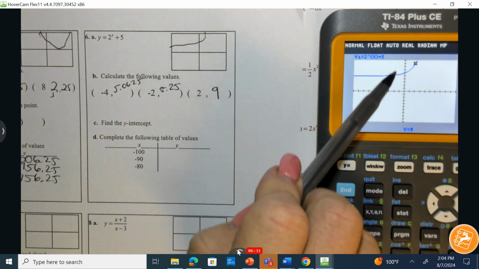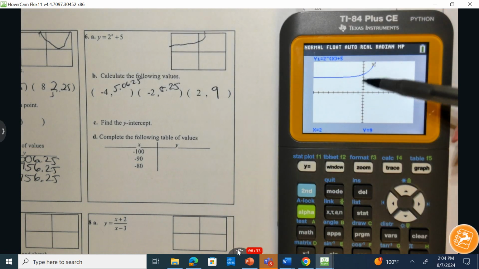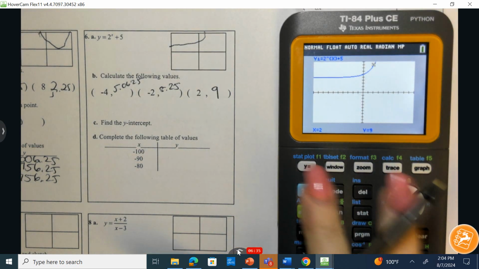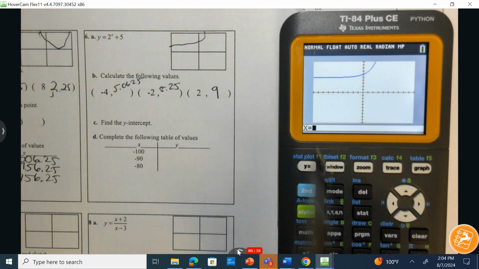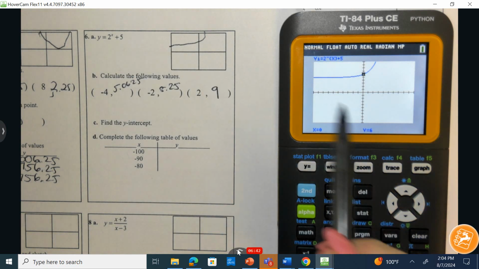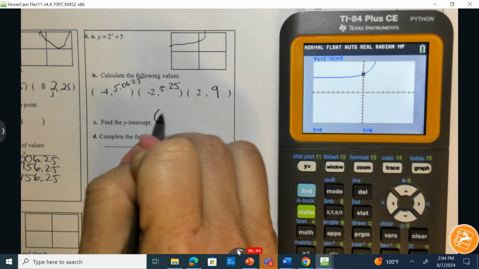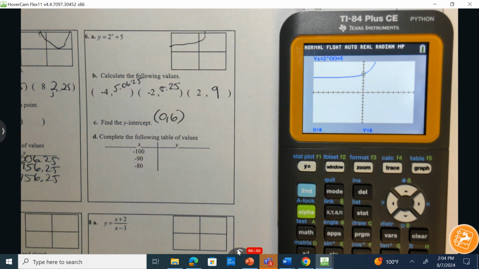Now, all y-intercepts will always have an x value of 0. So second trace value, we want an x value of 0. All y-intercepts in every function have an x value of 0. Here we can see we have a y-intercept at 6, written as an ordered pair, (0, 6).